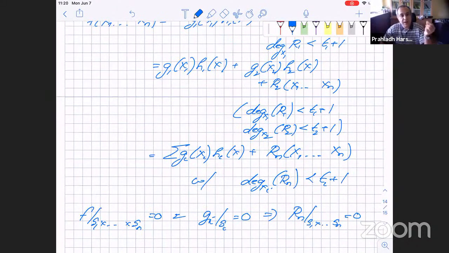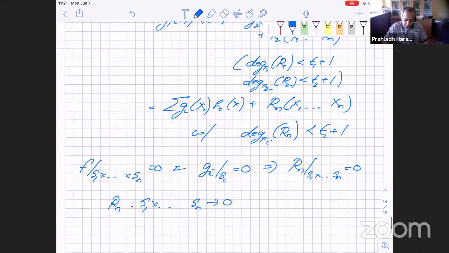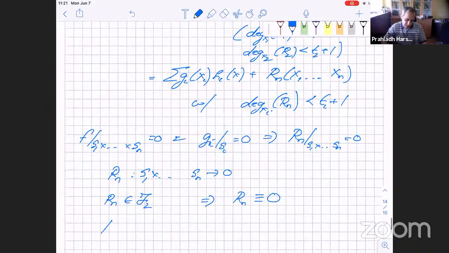Now I go to the fact that R_n is a function. As a function, it maps to 0. Therefore, R_n as a polynomial has to be identically the 0 polynomial. This is where I'm using that F1 is isomorphic to F2. R_n as a function is 0, but R_n is an element of F2 because its degrees are all less than this, and that implies that R_n has to be the identically 0 polynomial. It cannot be anything else. Hence, f is equal to the summation of g_i h_i. So that's the proof.